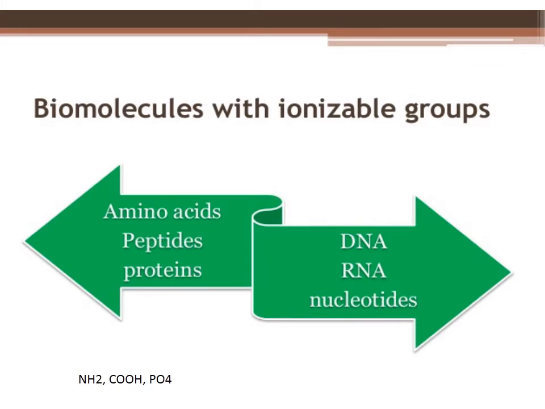Biomolecules have ionizable groups on them. A variety of different types of biomolecules, including nucleic acids, proteins, peptides, and carbohydrates, contain charged groups on them. A few examples of the charged groups include amino, carboxyl, phosphate, and some other groups.